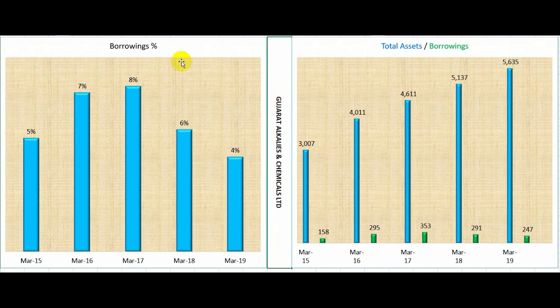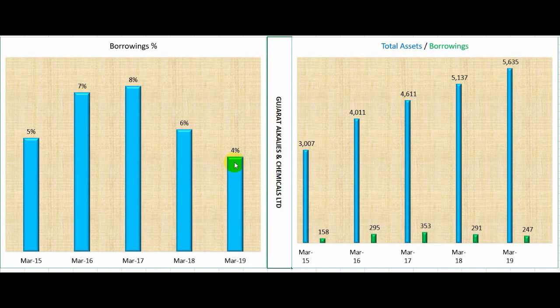Next, we'll look at what is the borrowings percentage as of total assets, meaning of the total assets, how much was purchased from borrowings done by the company. So we see in March 19, the total borrowings were very low at just 4% of the total assets, meaning the company is working mostly on shareholders' money rather than on borrowed money.